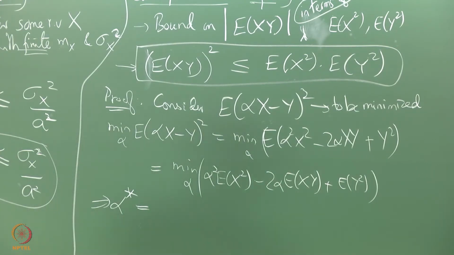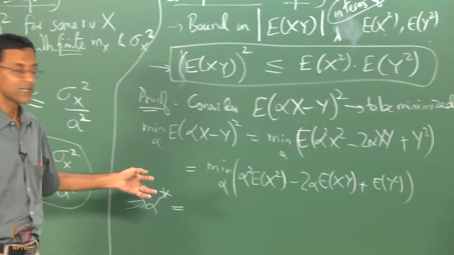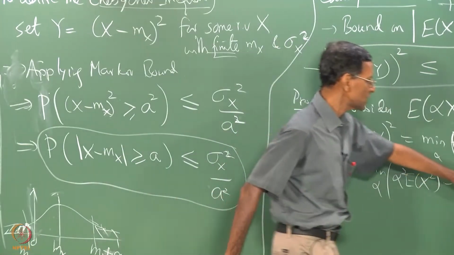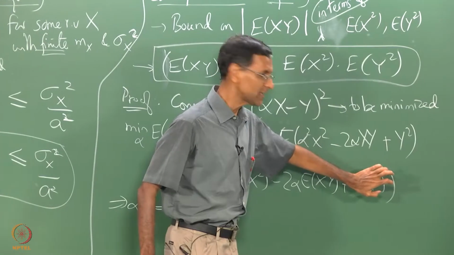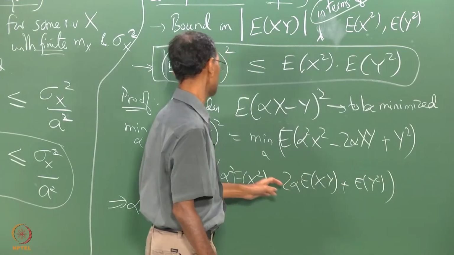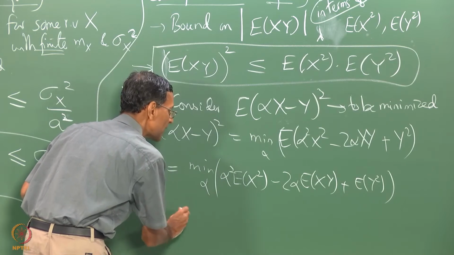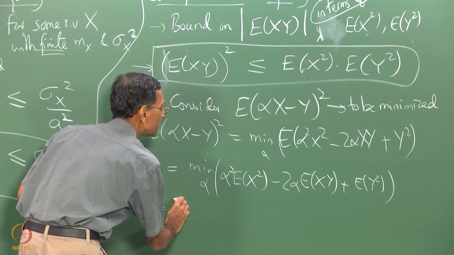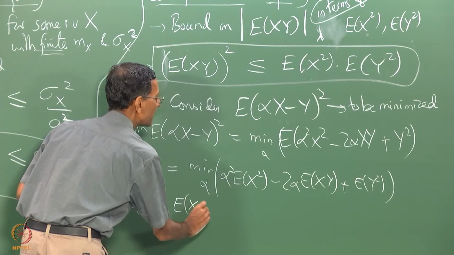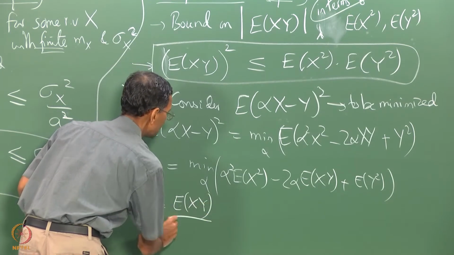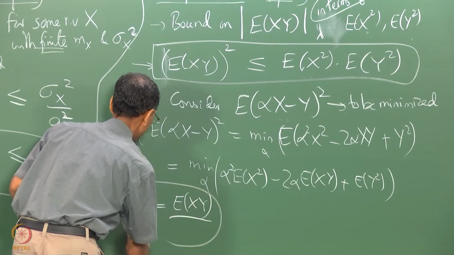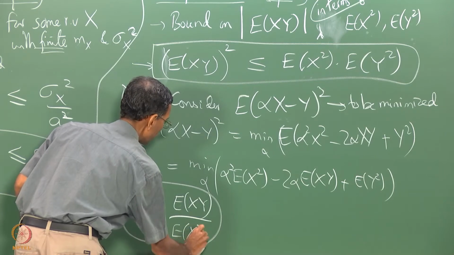Isn't it E of xy divided by E of x squared? When you differentiate with respect to alpha, this will go away, this will give you just 2 E of xy. You set it to 0, the 2 and 2 will cancel, and you get alpha equals E of xy divided by E of x squared.